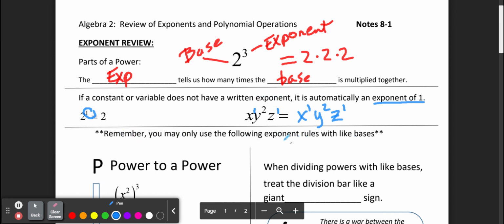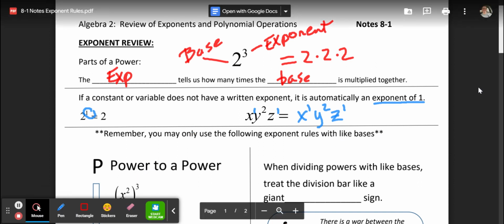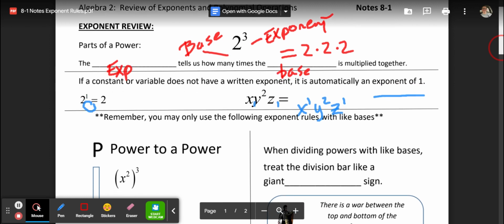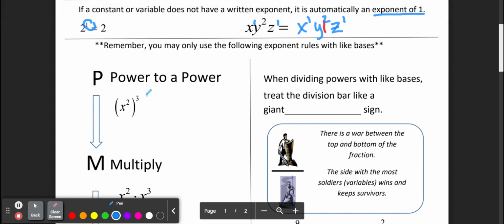So remember, you may only use the following exponent rules with like bases. We're going to get to an example of that in just a second. Let me scroll down a little. You can always pause, rewind, go back. So power to a power. This is when we have an exponent on the outside of our parentheses.